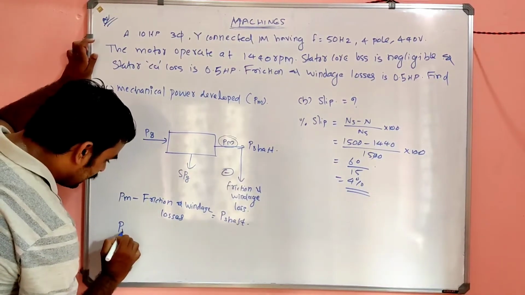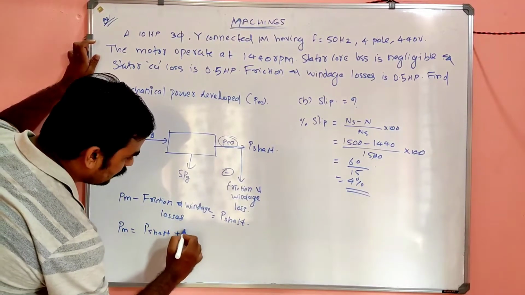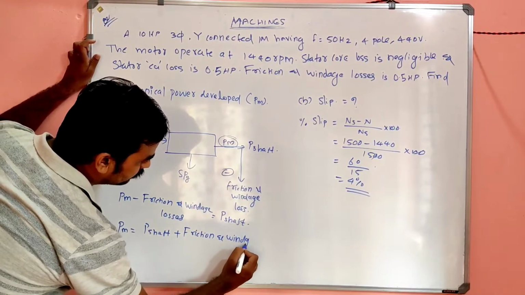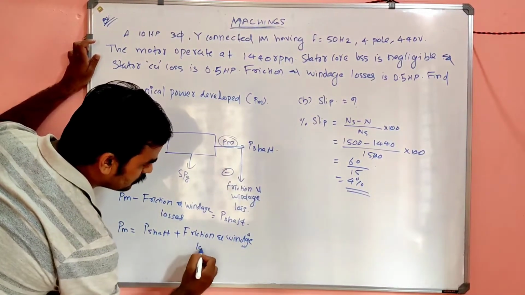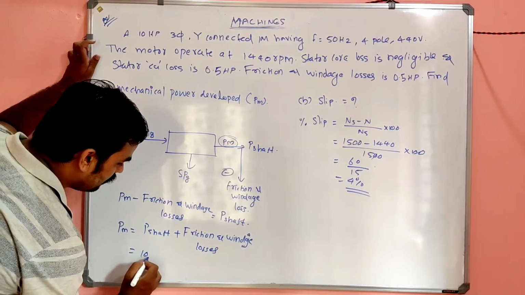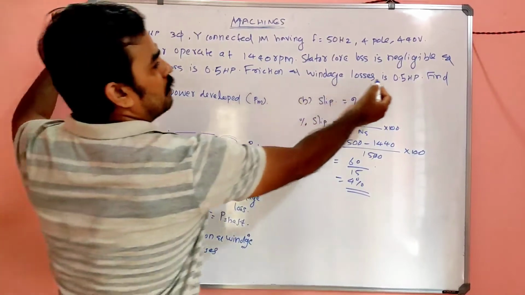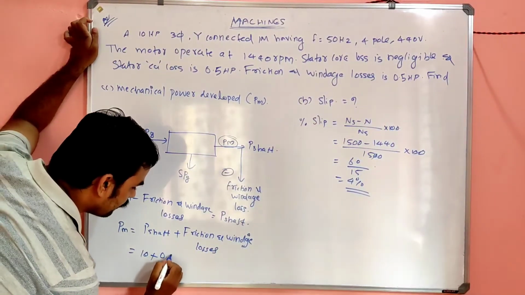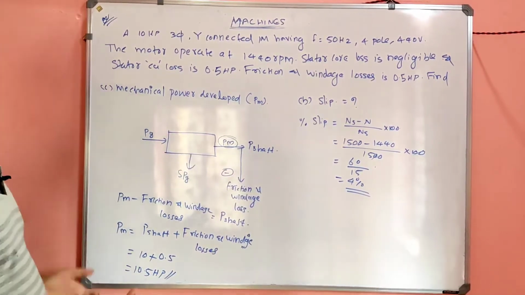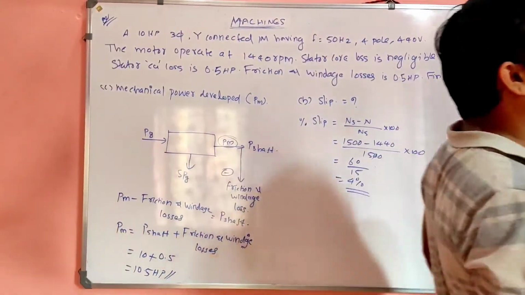So what will be the mechanical power developed from here? It is nothing but, my dear, P shaft plus friction and windage loss, correct? That is 10 HP plus the friction and windage loss, which is 0.5. So it is simply 10.5 HP. If you want the answer in HP, you can directly give your answer in HP. That's all.